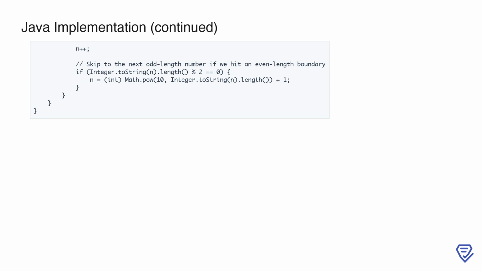To maintain efficiency, we skip even-length numbers entirely. This is done by checking the length of n after each increment. If the length becomes even, we immediately jump to the next smallest odd-length number by calculating the appropriate power of 10 and adding 1. This ensures that the search space remains focused on valid candidates.